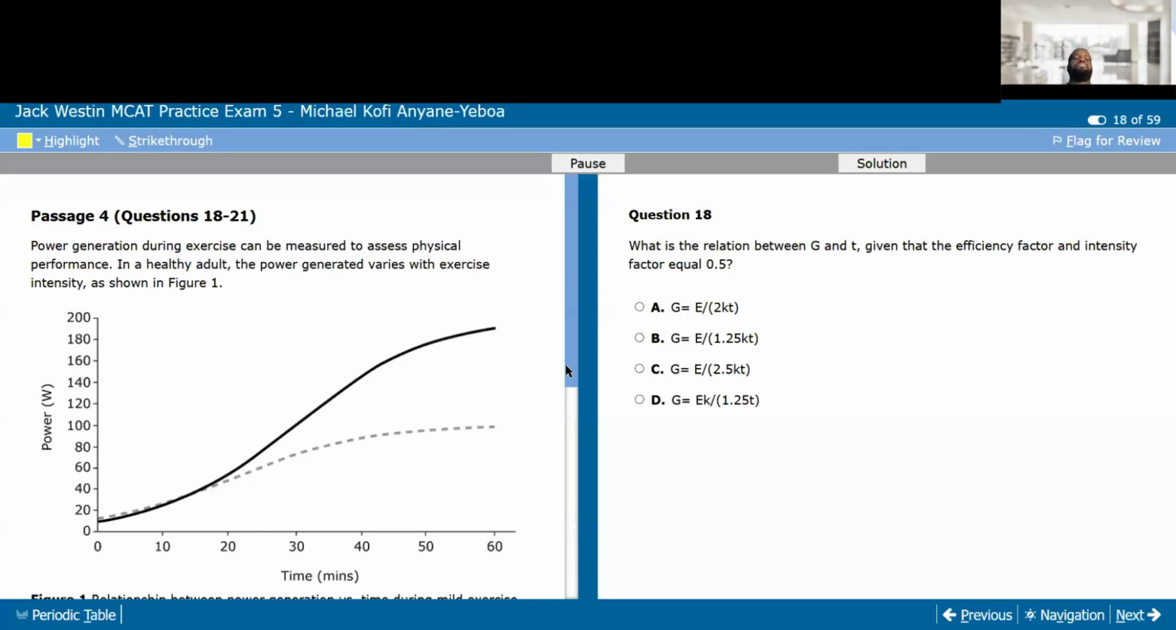Hello, everyone. So this is passage 4 of the Chem Phys section of JackWestin's fifth practice exam. So let's jump right in. Hopefully now we are getting the flow of highlighting, what we should highlight and what we shouldn't, and how we should go about tackling questions. And let's see what they have for us today.